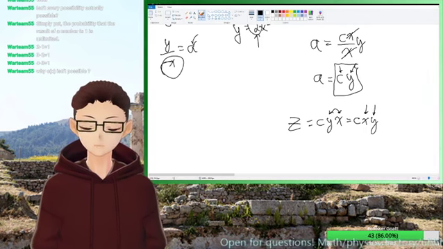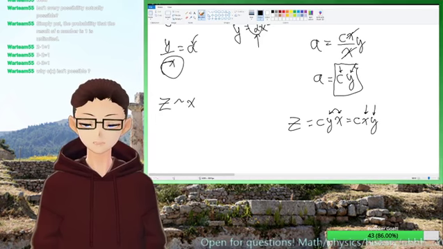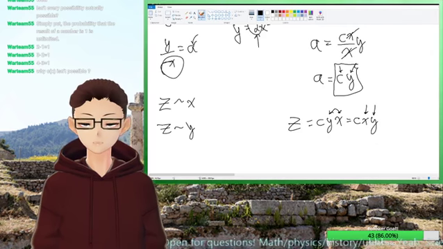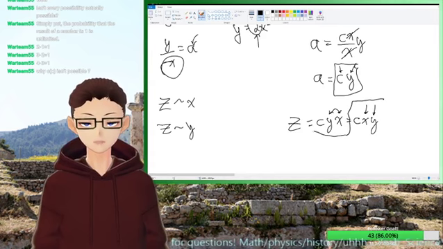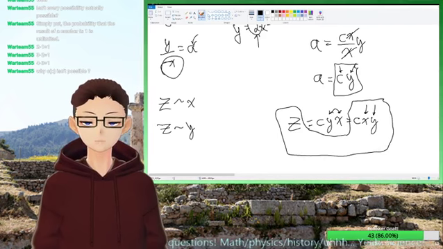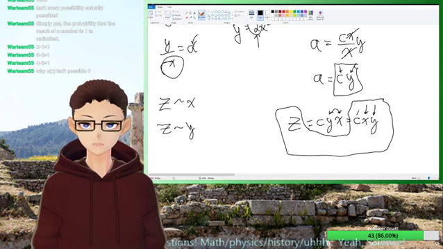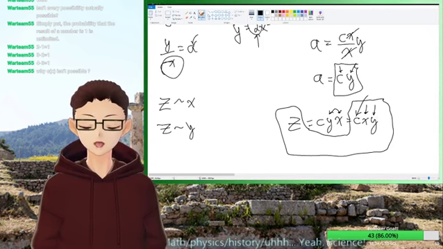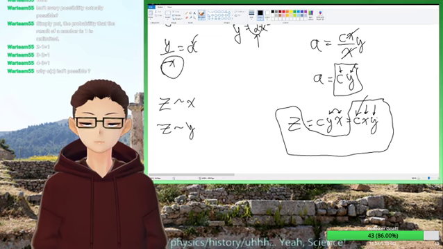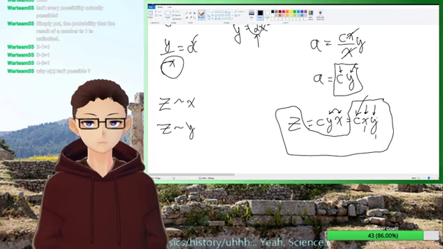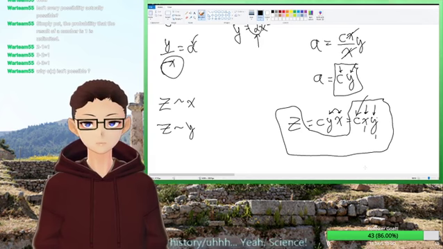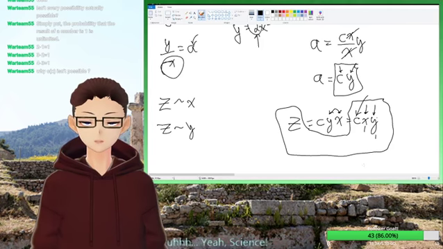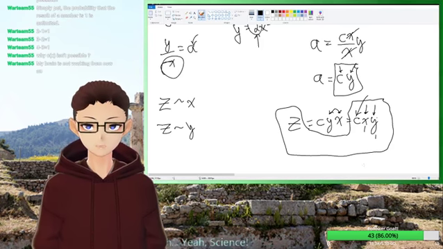And bada bing! I had two proportionality statements, z is directly proportional to x, z is directly proportional to y, and now I have one equation that describes it. Z equals some constant that doesn't depend upon x, and also doesn't depend upon y, times x times y. So that's how you can take individual proportionality statements.